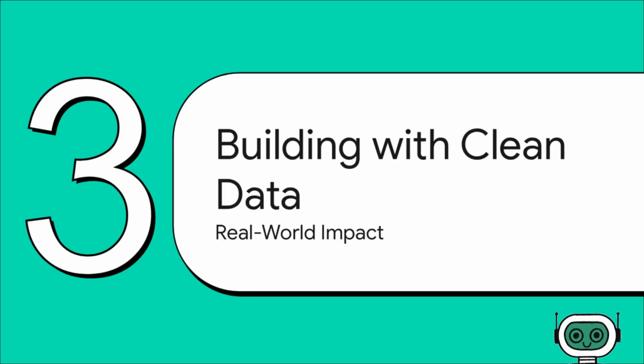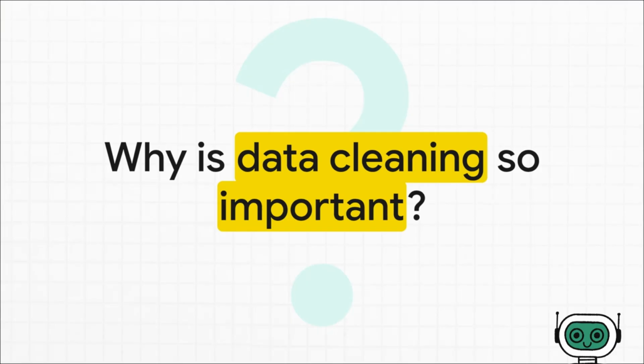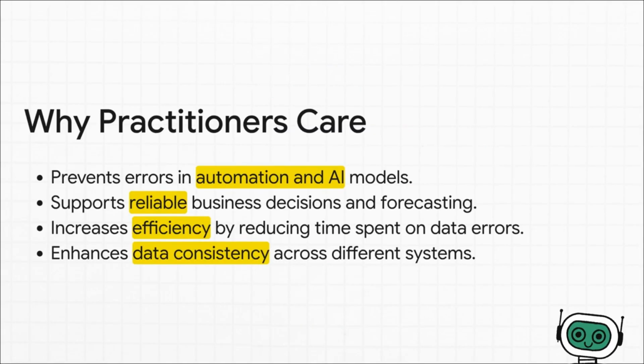Okay, so we've diagnosed the issues and applied the treatments. Now we have clean data. Let's talk about the payoff. Why does all of this work actually matter for the systems we as engineers and data scientists are building every single day? Well, because clean data is the bedrock of any reliable system. It stops your AI models from making weird, unexplainable errors. It makes sure your business forecasts are actually based on reality. And frankly, it means you spend way less time debugging strange issues and more time actually innovating. It creates consistency that you can trust.